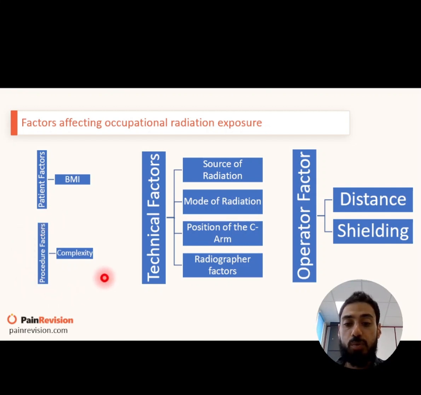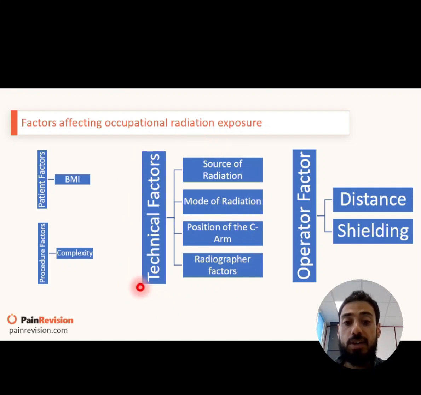From a procedural point of view, the complexity of the procedure is important. If you're doing a lumbar medial branch block, you're only taking a few still images from a fluoroscopy point of view. Whereas if you're doing a cervical stim, for example, that's going to be a much longer procedure. You're probably going to screen, and so that means a higher dose of radiation.